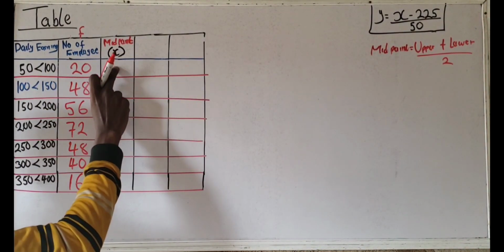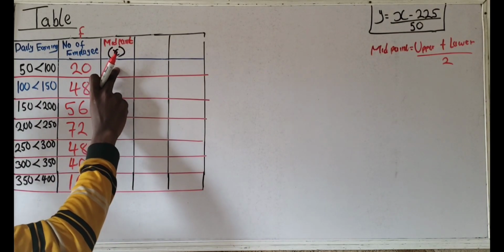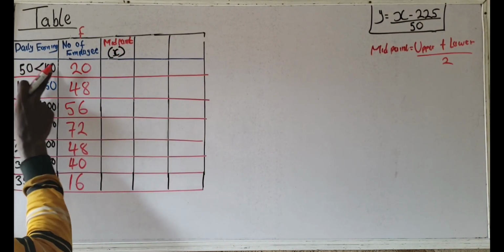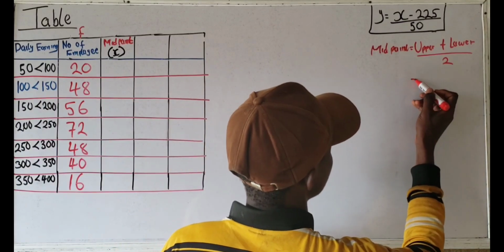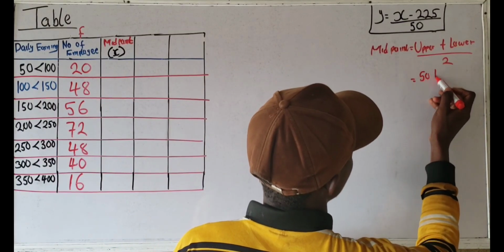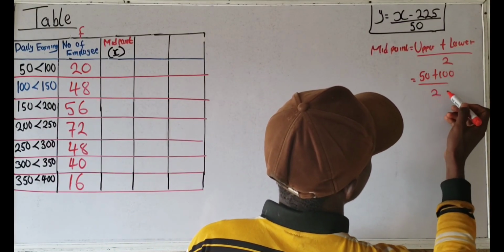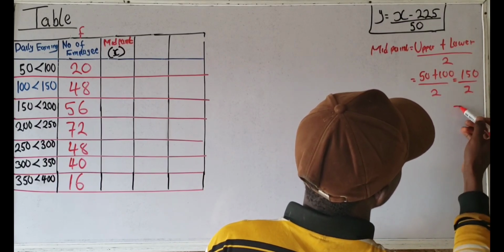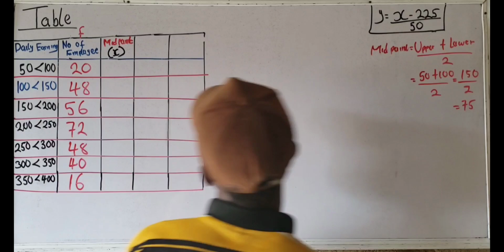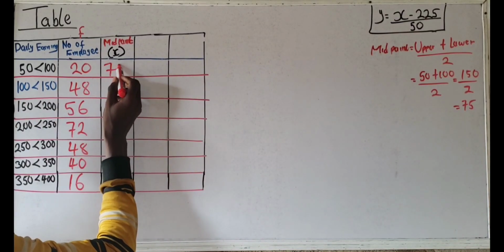Now, if I want to get the value of these cells, which is for x, what I'm going to do is add 50 and 100 together and divide it by 2, okay? So here, for the first, I'm going to have 50 plus 100 all over 2. That is 150 over 2. 150 over 2 is 75, okay? So this will be 75. I'm very sure you understand. Okay, so here I'm going to have 75.